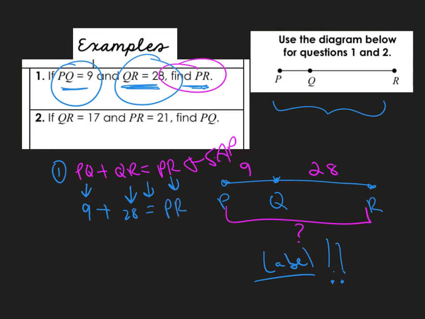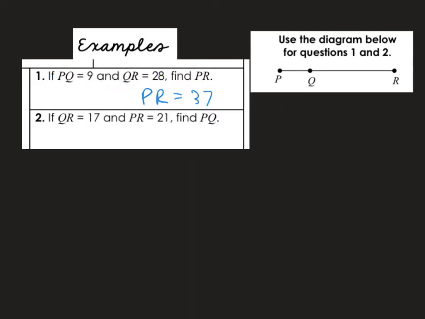So I don't know what PR is. So, okay, well, 9 and 28 is 37 is equal to PR. And there you are. The answer to this is 37. So it's just good notation and then good slow algebra movement. Okay, number 2. So what are we going to do for number 2? We're going to repeat the process.